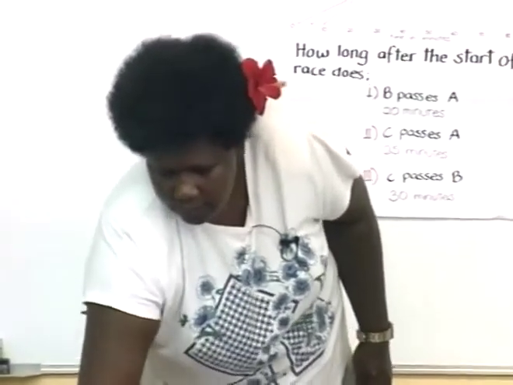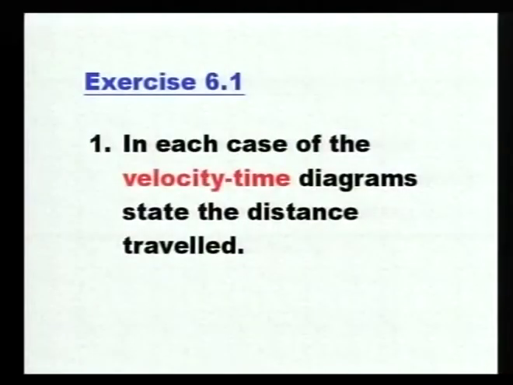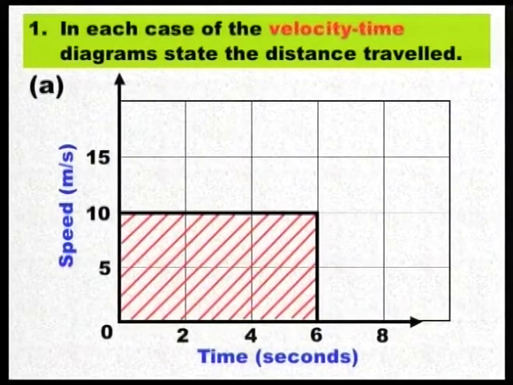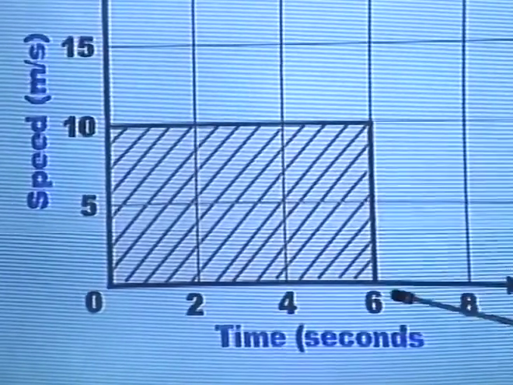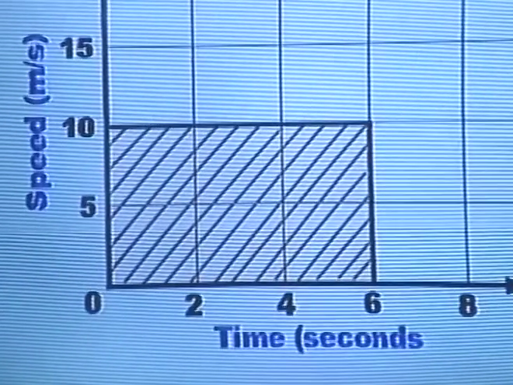Okay, and the first exercise is asking you to state the distance that is traveled. So I'm going to just do the first one for you. We'll do that together. The time given is in seconds and the speed is in meters per second. All you have to do is find the area under the curve. So the time traveled is 6 seconds, and the speed within that time is 10 meters per second. So all you have to do is multiply 6 by 10, you get 60 meters.